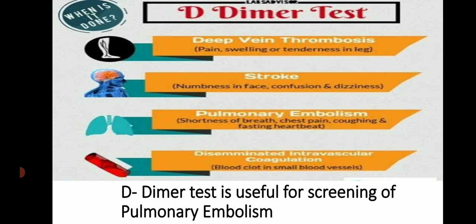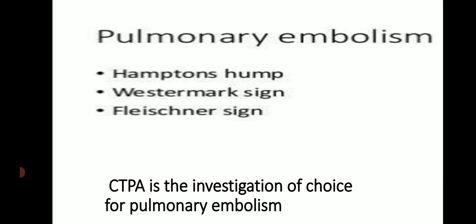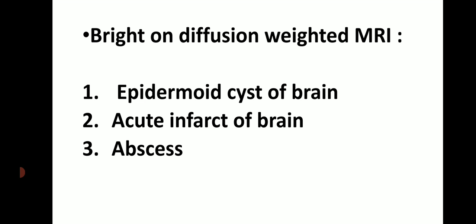D-dimer test is useful for screening of pulmonary embolism. CTPA is the investigation of choice for pulmonary embolism. Rights on diffusion weighted MRI are the following: epidermoid cyst of brain, acute infarct of brain, and abscess.